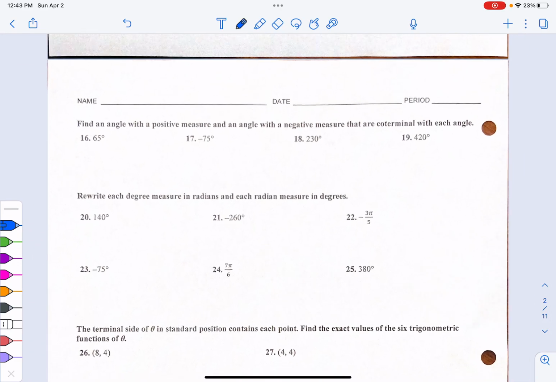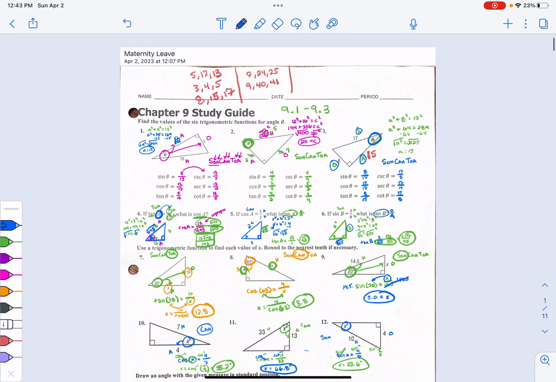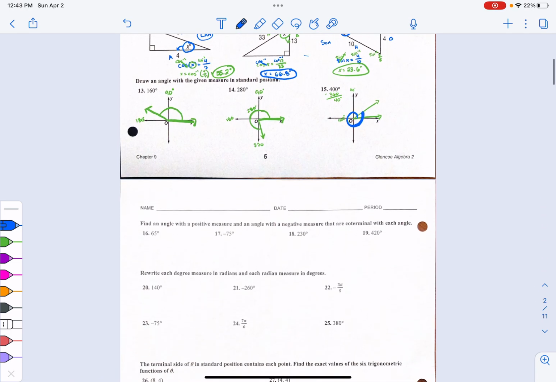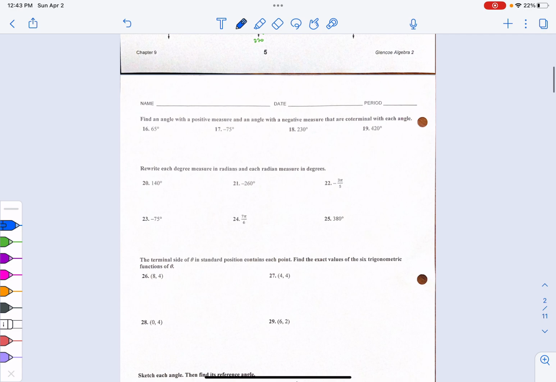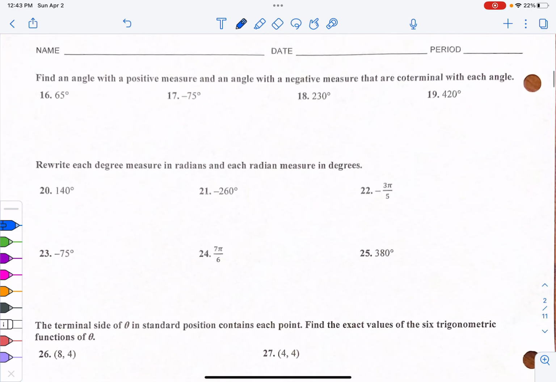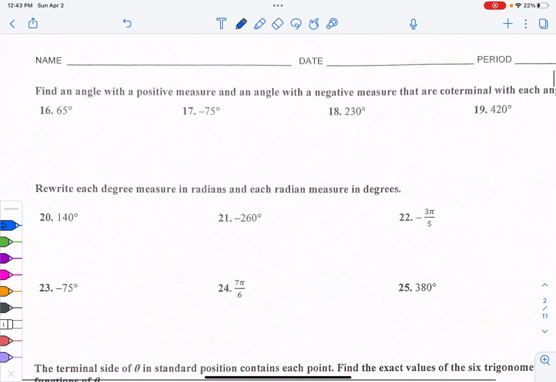Okay, Algebra 2, this is the second half of the Chapter 9 review for the Chapter 9 test. Yesterday we did the front side, now we're going to do the back side. And here we go, let's just jump right in. Number 16. They ask for a positive angle and a negative angle that are coterminal.